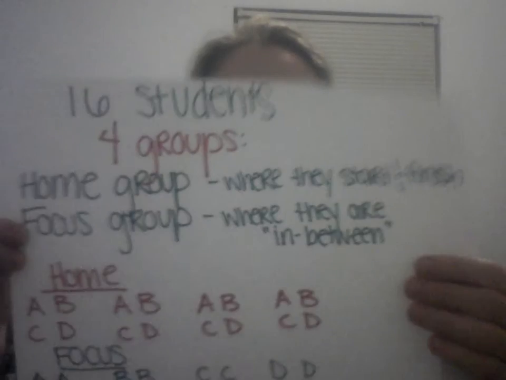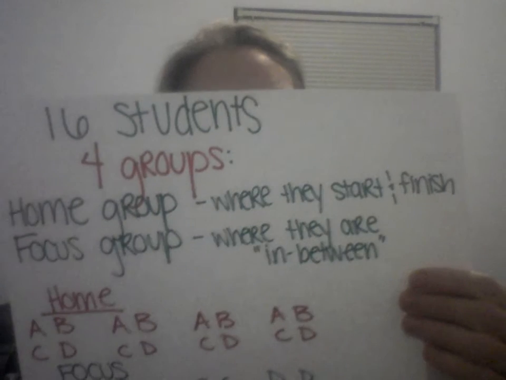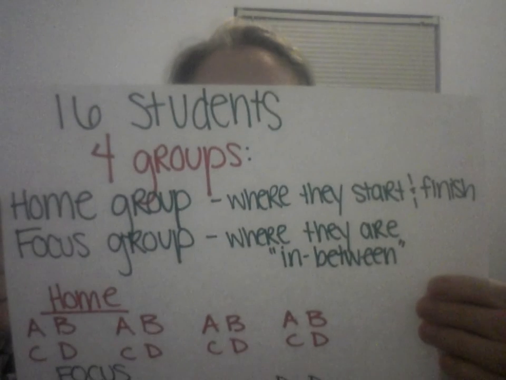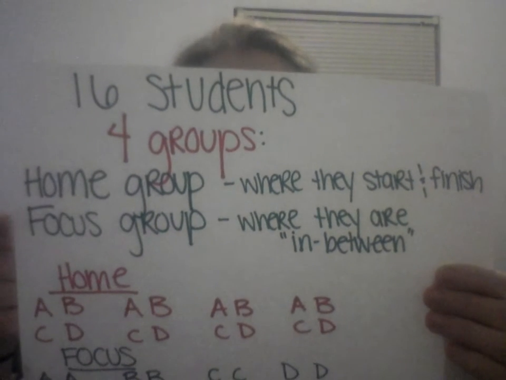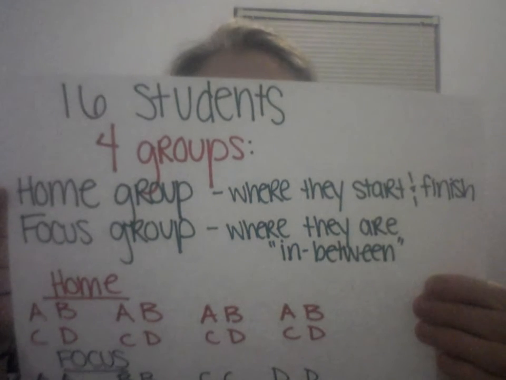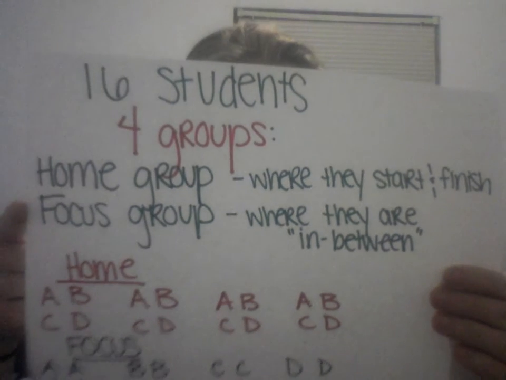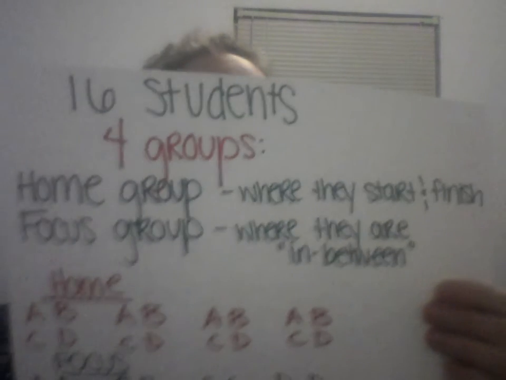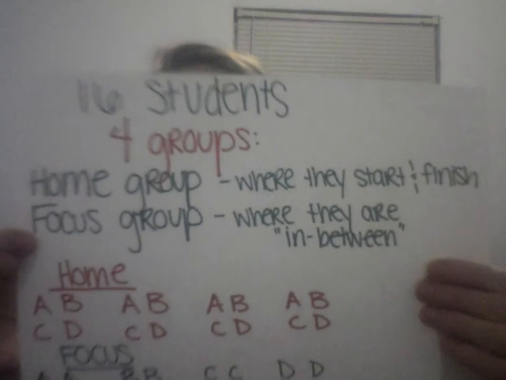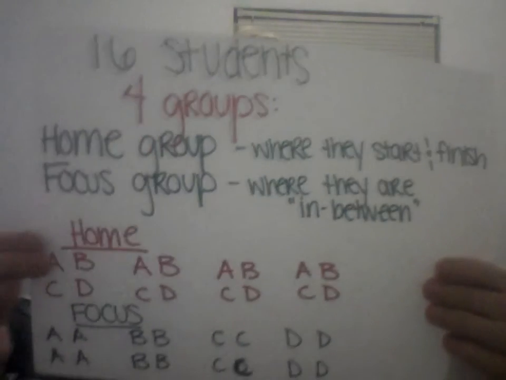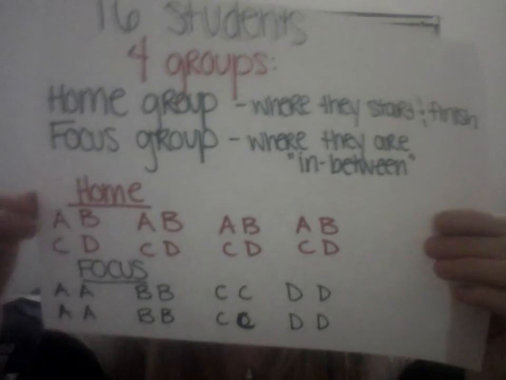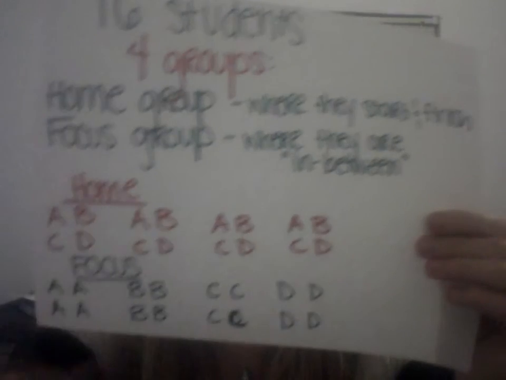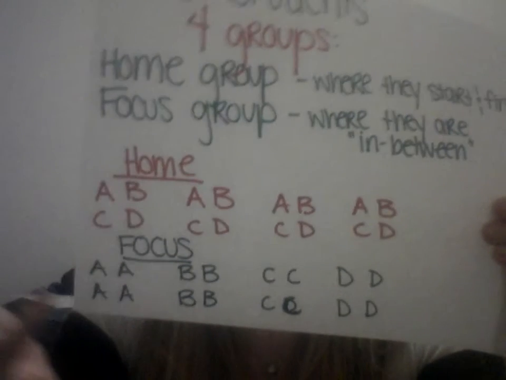Here's how the breakdown works. If you have a classroom of 16 students, you're gonna have 4 groups. You're going to have your home group and your focus group. Your home group is where they start and finish. The focus group is where they are in between. Focus groups are also known as expert groups. Here's what their home group looks like: A, B, C, D, A, B, C, D, A, B, C, D, A, B, C, D. Their focus group, all A, all B, all C, all D.